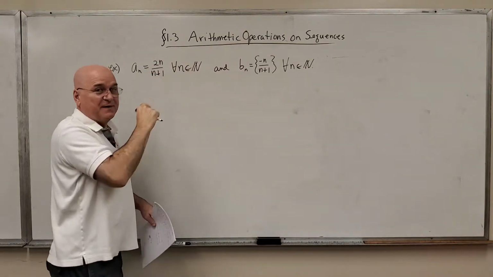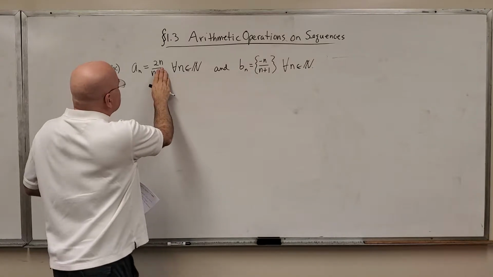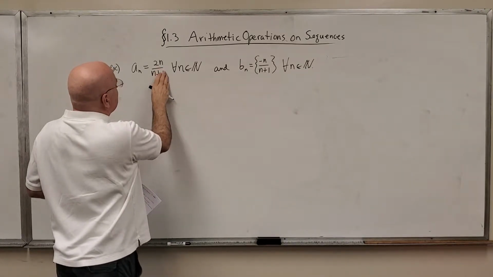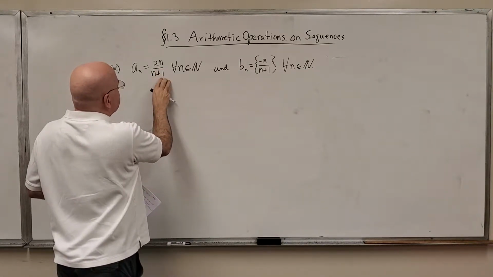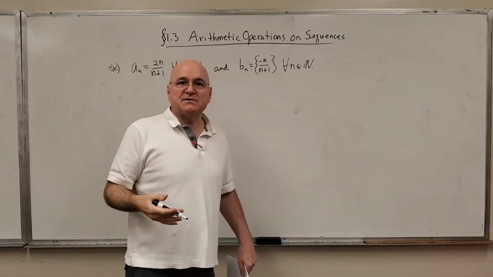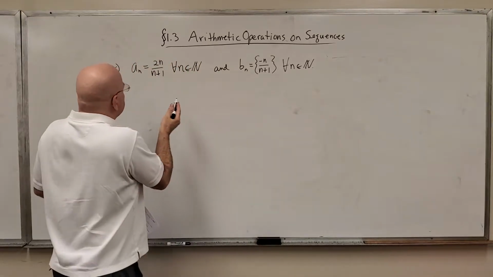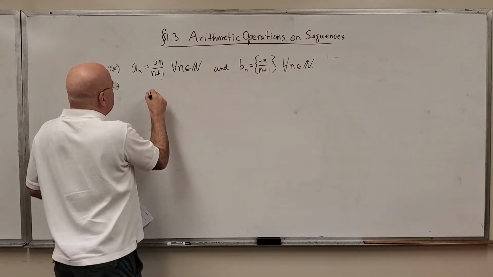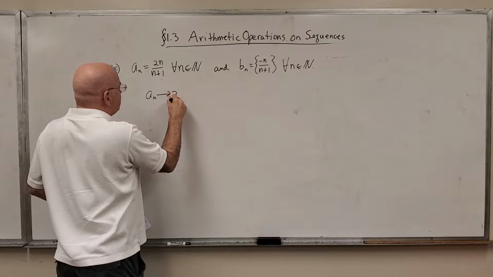Sorry about that. We've got 2n on top to worry about. This constant is pretty much going to be irrelevant in the limit, this plus 1. And we effectively get 2n over n, which is equal to 2. So it should be pretty easy to see that an converges to 2.